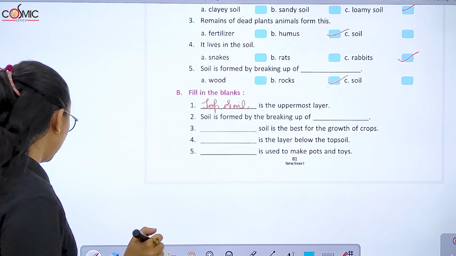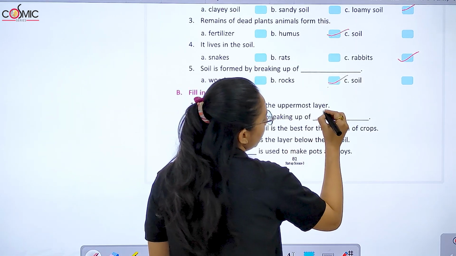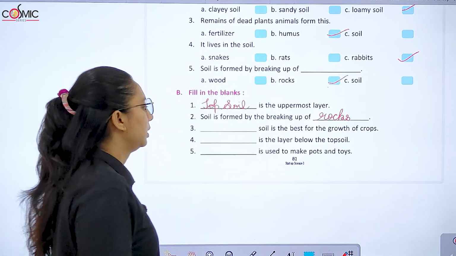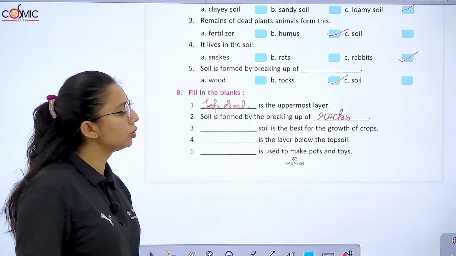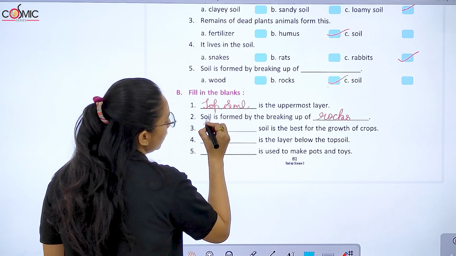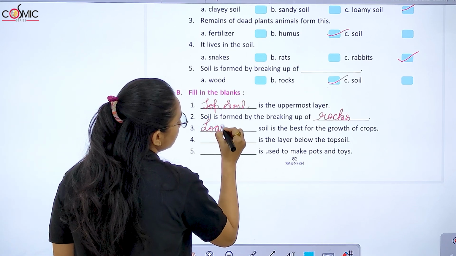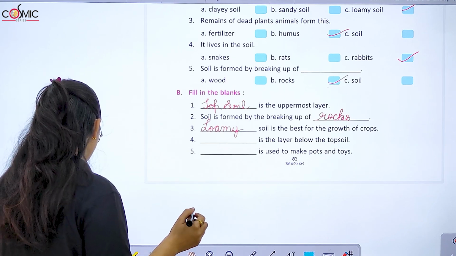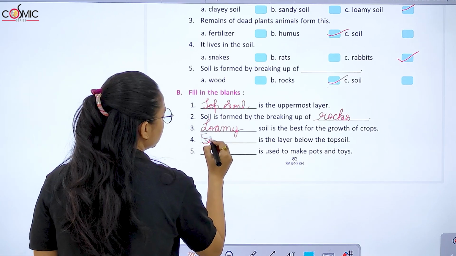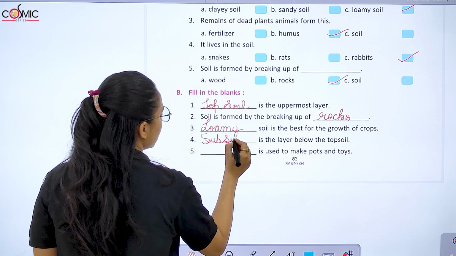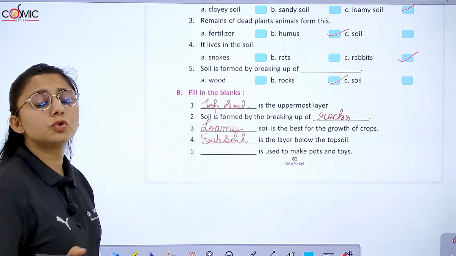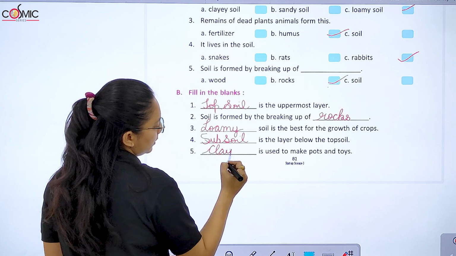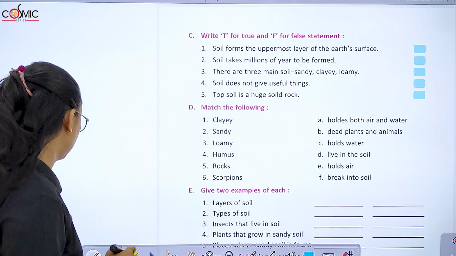Dash is the uppermost layer, that is topsoil. Soil is formed by the breaking up of, soil किससे बनता है? By the breaking up of rocks. Dash soil is good for the growth of crops, loamy soil. Dash is the layer below the topsoil, that is subsoil. Dash is used to make pots and toys, clay soil. You can write clay also.